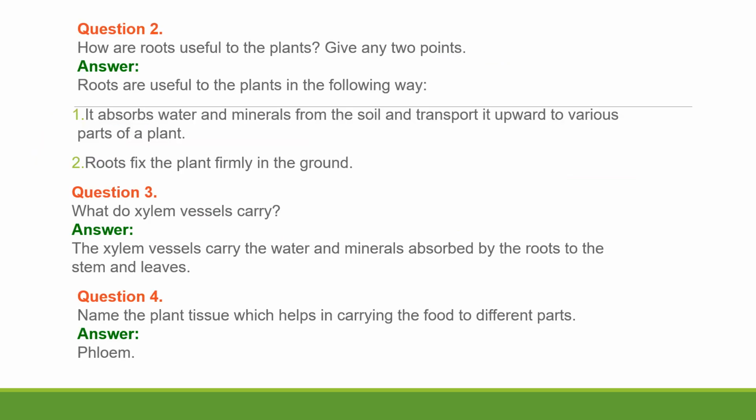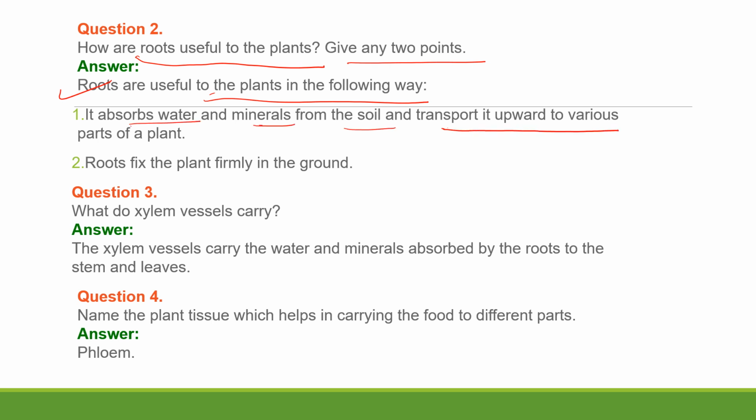Now the next question is, how are roots useful to plants? Give any 2 points. So very good question. Roots are useful to plants in the following ways. They absorb water and minerals from the soil and transport them upward to various parts of the plant. Roots fix the plant firmly in the ground, and these are the two. So this is actually an anchoring function. So it is anchoring the plant by the roots.